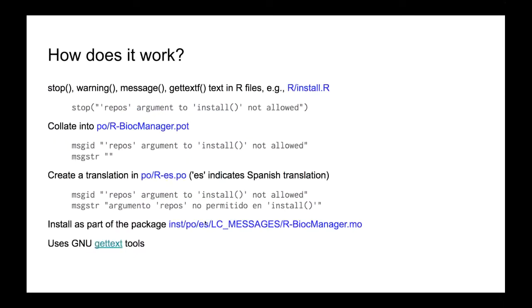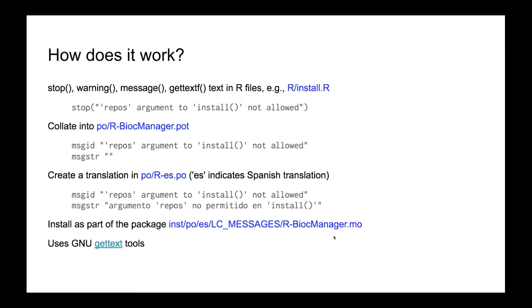In the POT file. And if the translation isn't present, you get the English version of the message. And then finally, you compile the PO file, the various translation files, into a sequence of installed .mo files, which are like the compiled version of these, that actually get installed with the package.